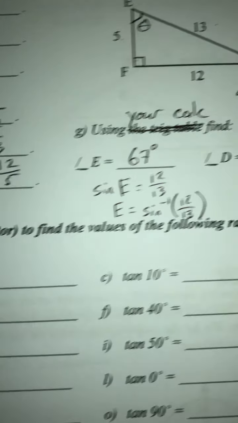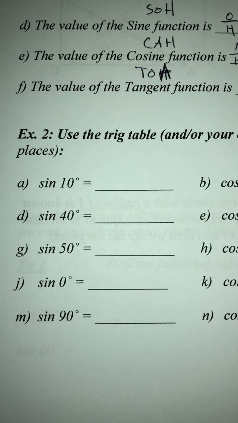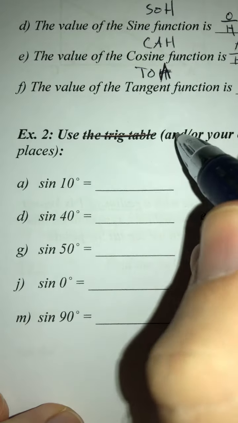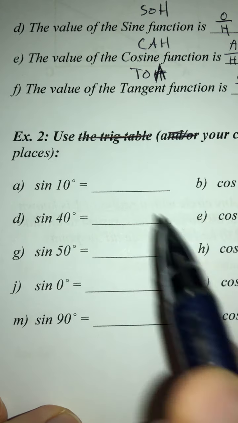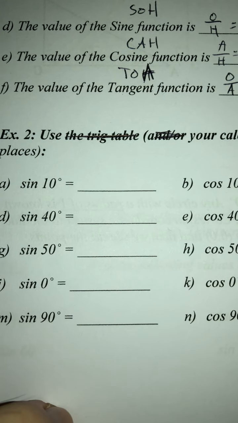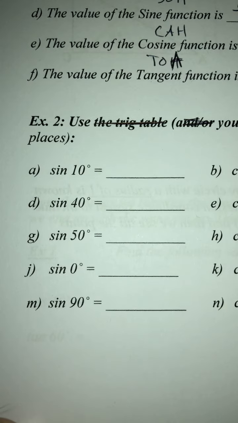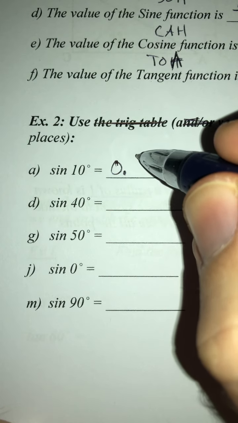For this next part here, I'm not gonna do much of these examples. Basically, don't use the trig table again. Don't worry about this. Use your calculator and solve these to 3 decimal places. So all you need to do, plug this in your calculator. I'll write down a few of these.